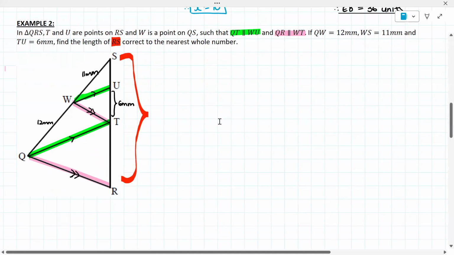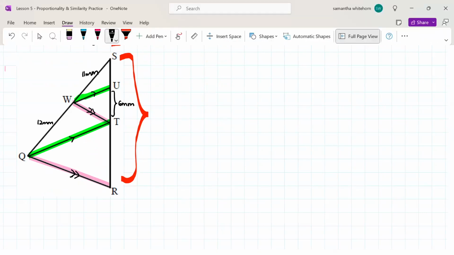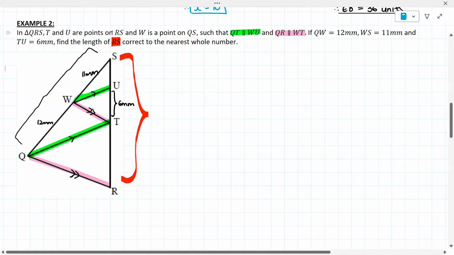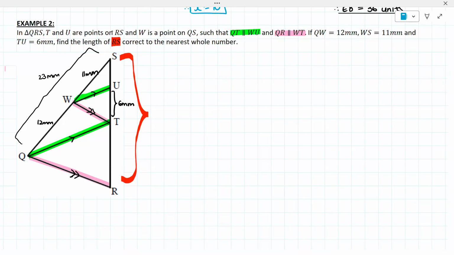So again, we're going to have to figure out what we need in order to get this answer. The first thing I want to point out, which might seem really obvious, is because you've got WQ and WS, you do actually know the length of SQ. 11 plus 12 is 23. So this is 23 millimeters. Just something to bear in mind. So always look at what you have and what might help you find it. So we know we want RS, so that's what I'm going to start with.